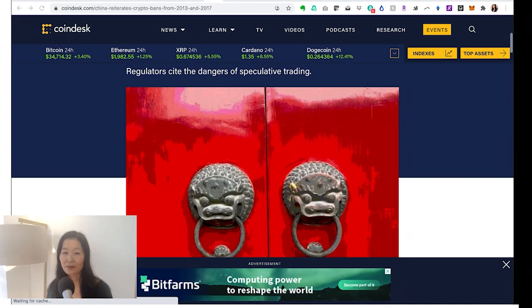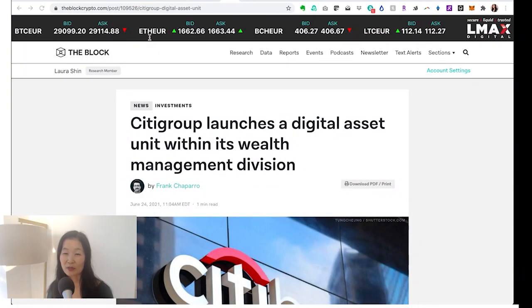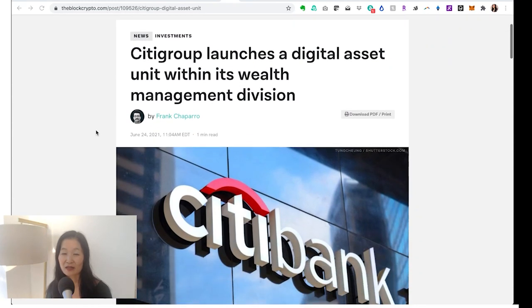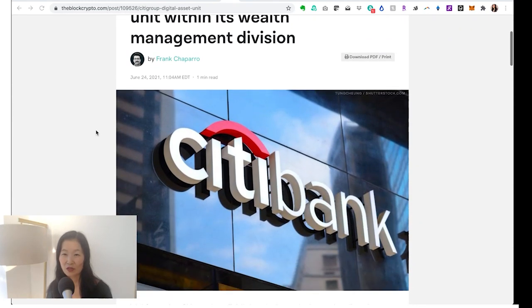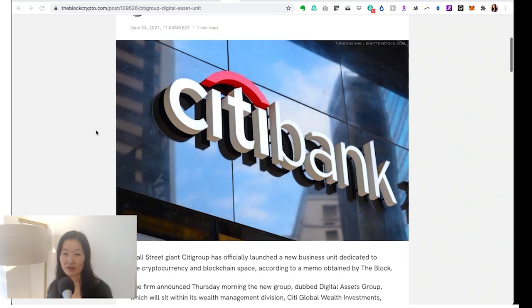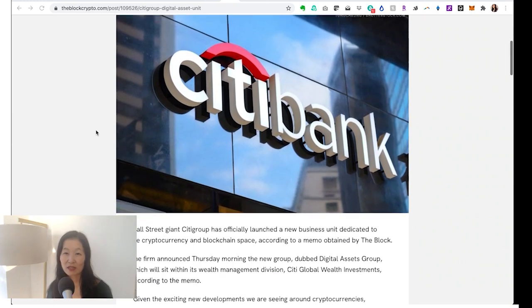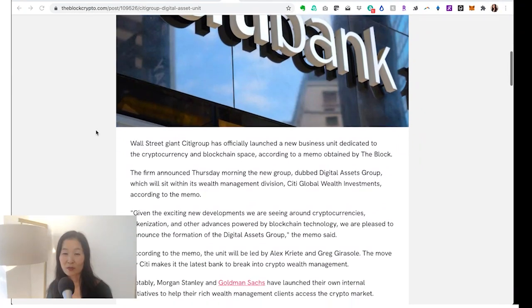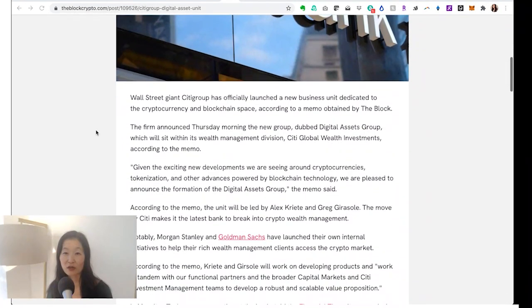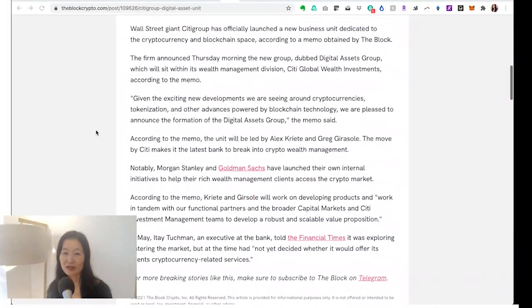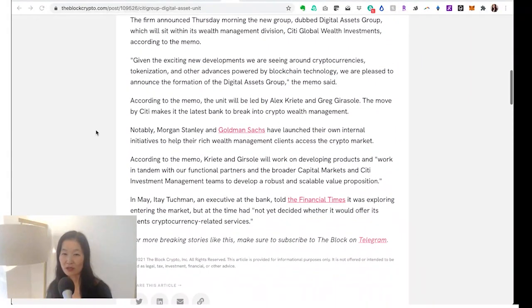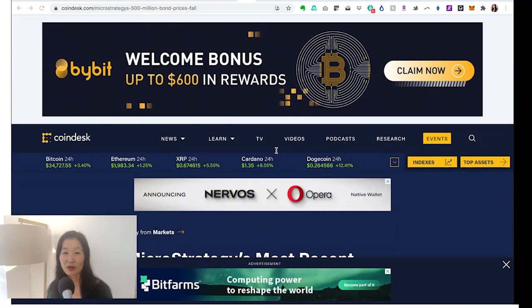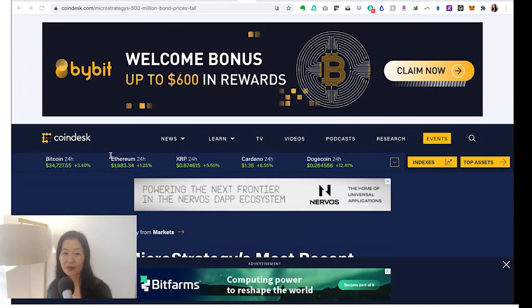Next headline. Citigroup launches a cryptocurrency business unit. On Thursday, Citigroup officially announced the Digital Assets Group, its new business unit within its wealth management division, dedicated to the cryptocurrency and blockchain space, as reported by The Block. The move comes after Morgan Stanley and Goldman Sachs launched their own crypto initiatives for wealthy clients to gain exposure to cryptocurrencies.